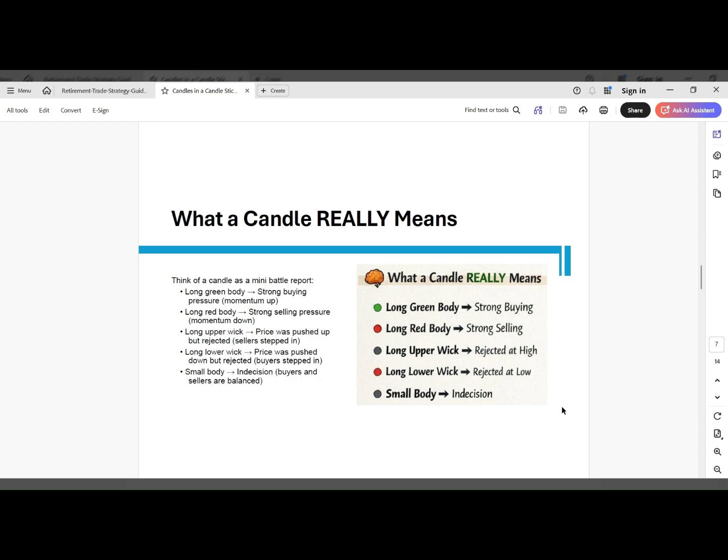So what a candle really means, we've kind of already been talking about it. If you've got a long green body, it means there's strong buying pressure. The momentum is up. If you've got a long red body, it means there's strong selling pressure and the momentum's down. A long upper wick: price was pushed up but rejected. Somebody placed an order for that, but it didn't get picked up or accepted. Same thing with a wick that's going low: the price was pushed down but rejected. Small body, that's indecision.